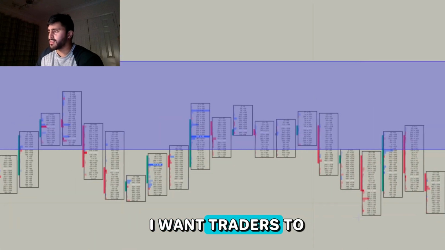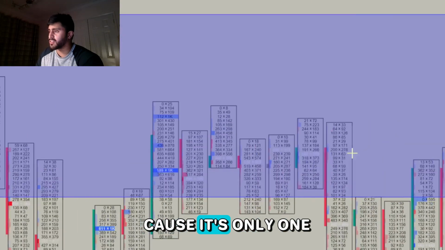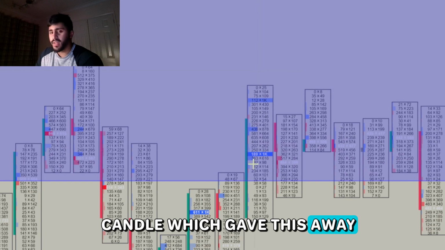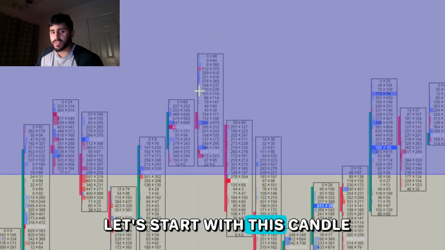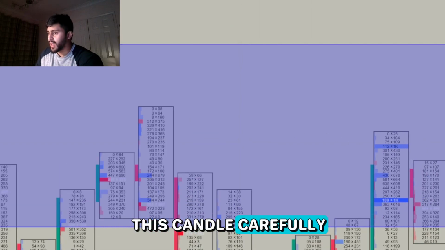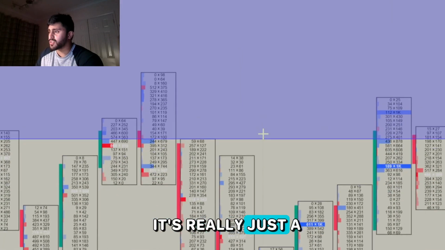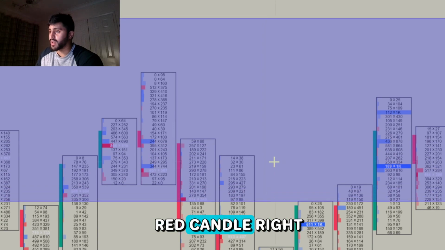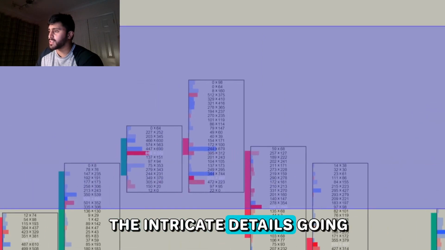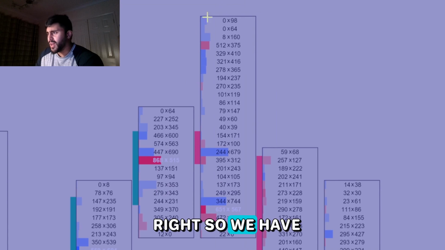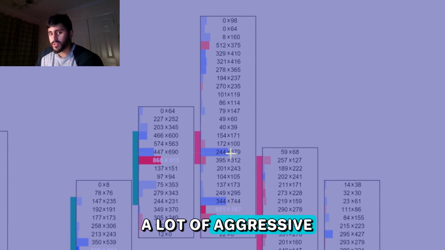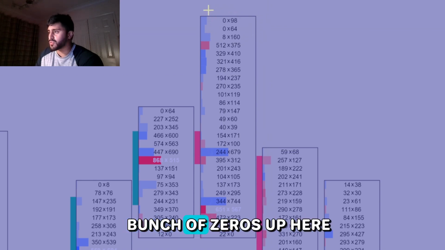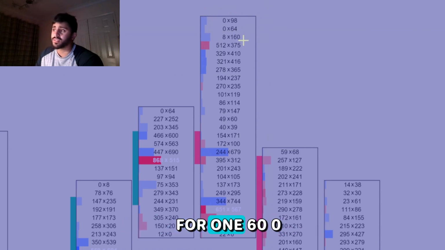I want traders to look very, very specifically because it's only one candle which gave this away. It's this candle over here. We also had this candle over here. In fact, let's start with this candle. When we look at this candle carefully, it's really just a red candle, but we don't see the intricate details going on behind. So we have this red candle over here, but we have a lot of aggressive buyers over here. And we have a bunch of zeros up here, like 8 for 160, 0 for 64, 0 for 98.